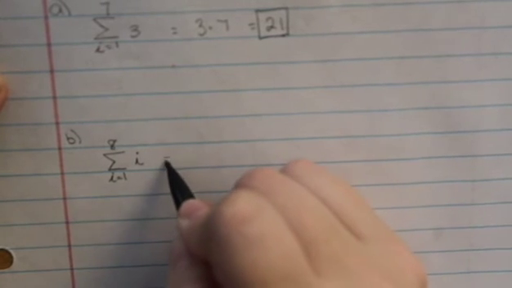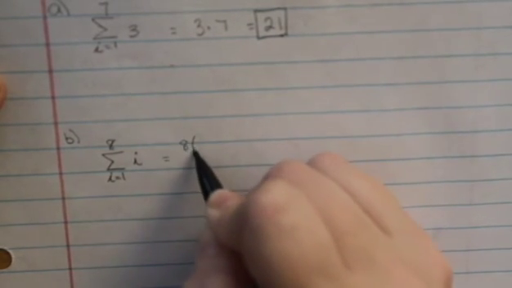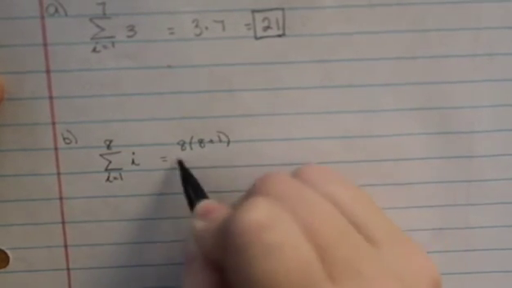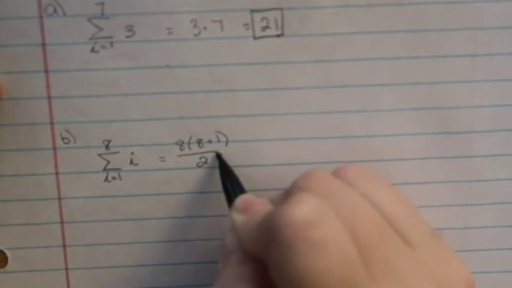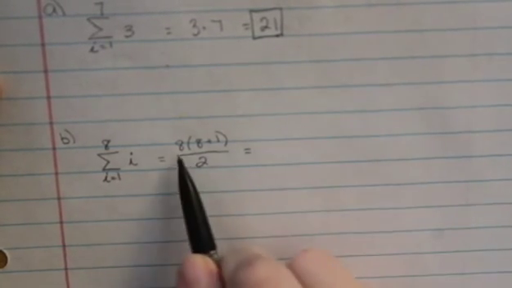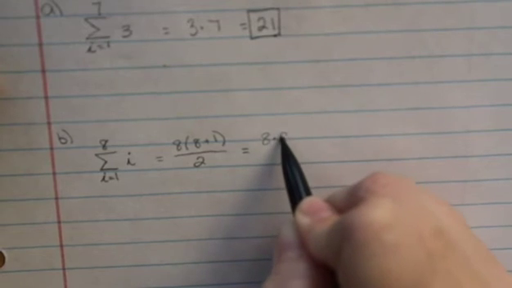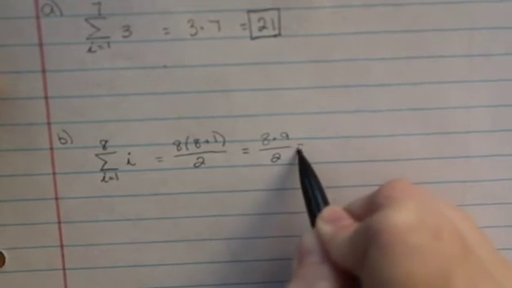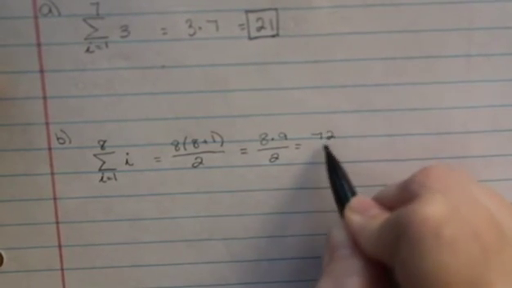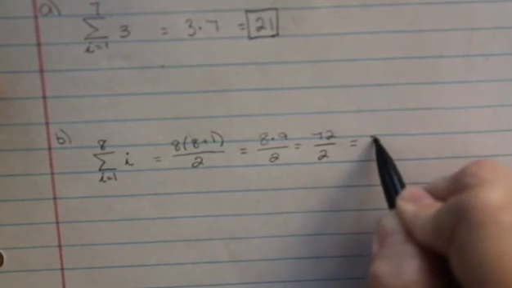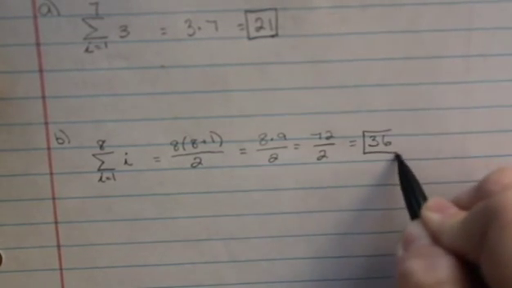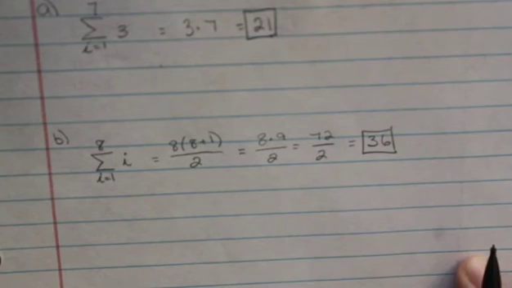So in this case, I'm going to do that down here for B. I'm going to set this up as 8 times (8 plus 1) divided by 2. Yes, the 2 stays, that is part of the formula. So I've got 8 times 9 divided by 2. 8 times 9 is 72, divided by 2 is going to give me 36 as my final answer for that.